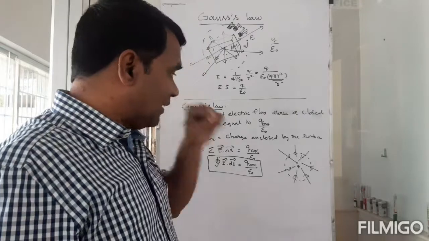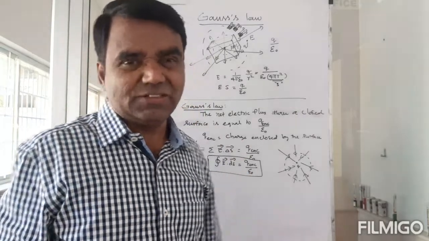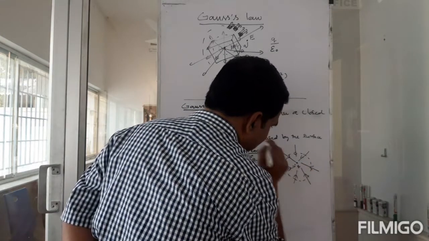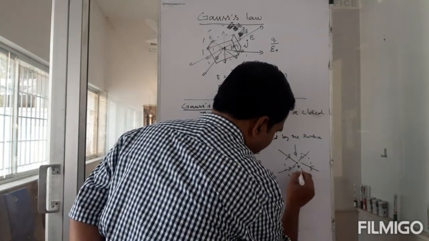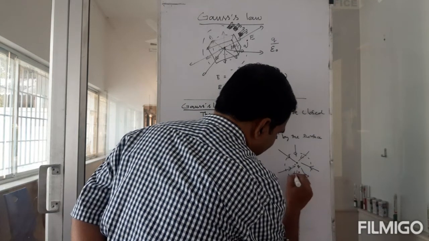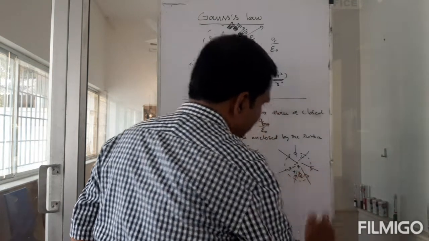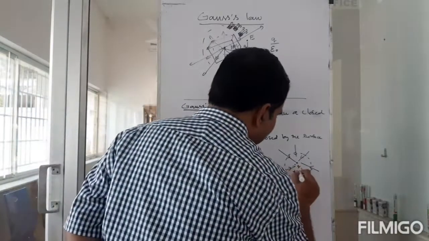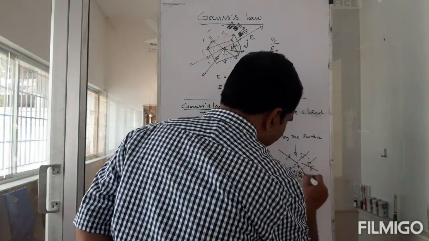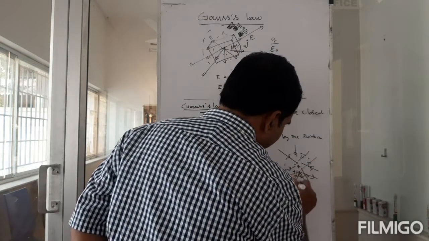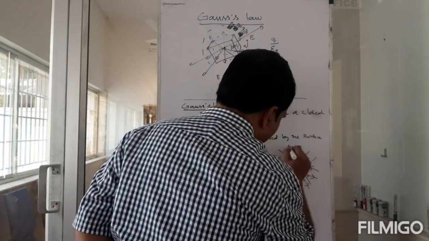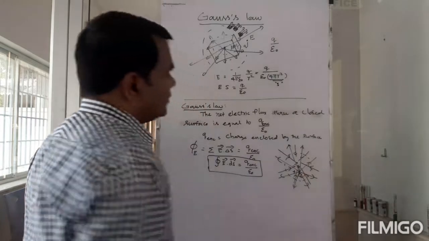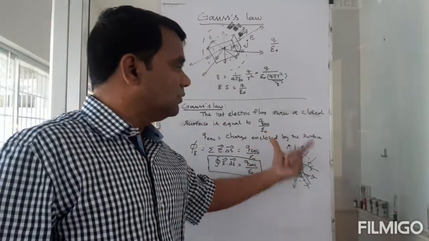Suppose I have both positive and negative charges inside this area. Suppose I have minus Q here. Let's say I also have plus Q somewhere here. Okay? So plus capital Q in this. So what happens now? From plus Q also, there will be lines coming out like this. From Q also will be coming out like this.